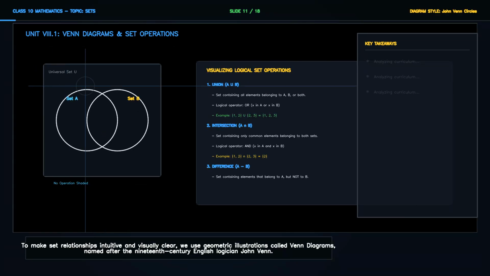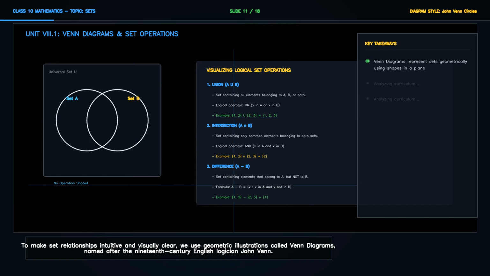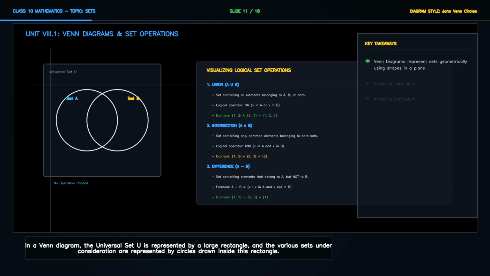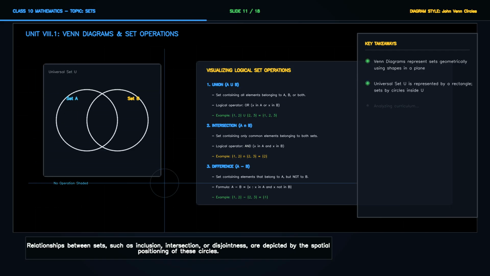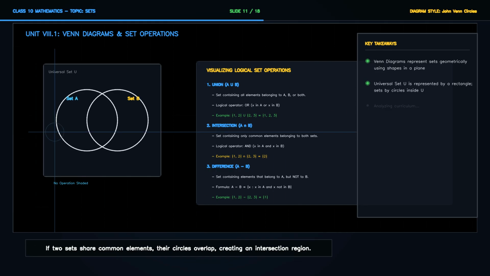To make set relationships intuitive and visually clear, we use geometric illustrations called Venn diagrams, named after the 19th century English logician John Venn. In a Venn diagram, the universal set U is represented by a large rectangle, and the various sets under consideration are represented by circles drawn inside this rectangle. Relationships between sets, such as inclusion, intersection, or disjointness, are depicted by the spatial positioning of these circles.